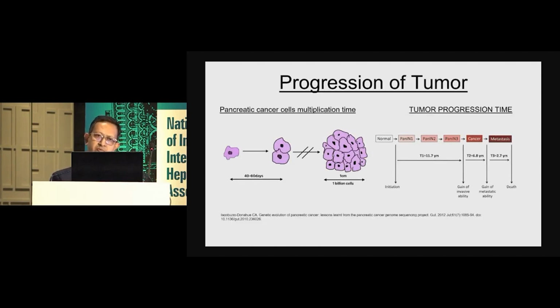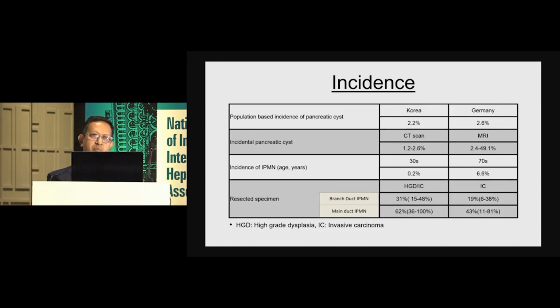The second reason to suggest that we should do more investigation early is the progression of the tumor. If we go back to the tumor cell doubling time, it's usually 40 to 60 days in the case of pancreatic cells. So for this mass to grow to 1 centimeter, or a size of 1 billion cells, it usually takes many years. Second, we look at the tumor progression times, published in 2012 in Gut, which show that the progression from normal tissue to cancer is around 11.7 years, and another 5 to 6 years to become metastatic. So we have a long period of time where we can diagnose and intervene.